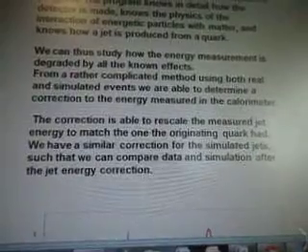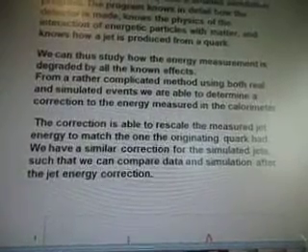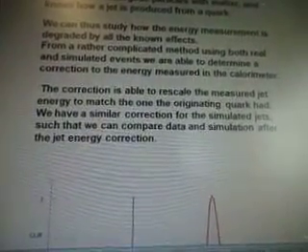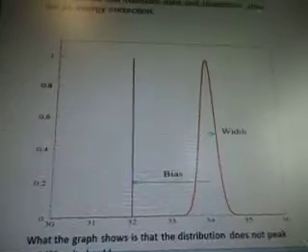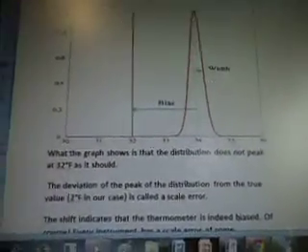From a rather complicated method using both real and simulated events, we are able to determine a correction to the energy measured in the calorimeter. The correction is able to rescale the measured jet energy to match the one the originating quark had. We have a similar correction for the simulated jets, such that we can compare data in simulation after the jet energy correction. So there's a graph there that shows the bias and the width.